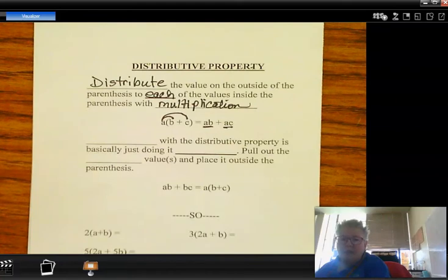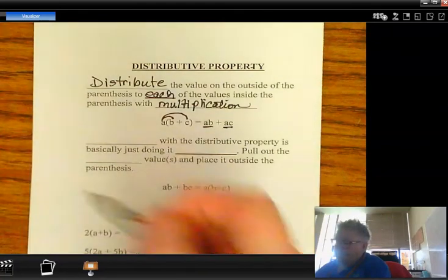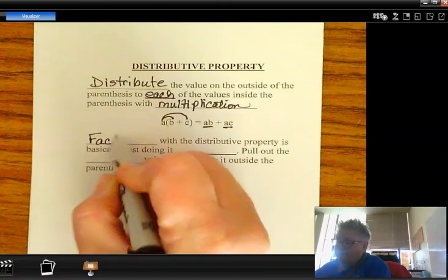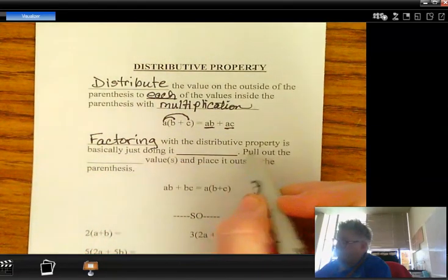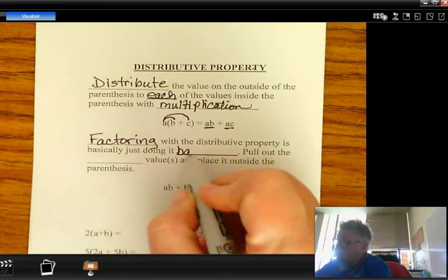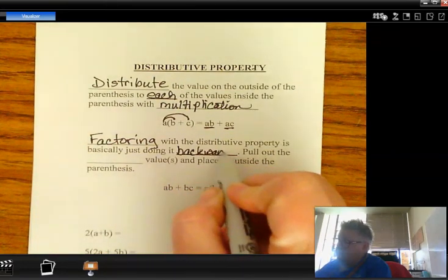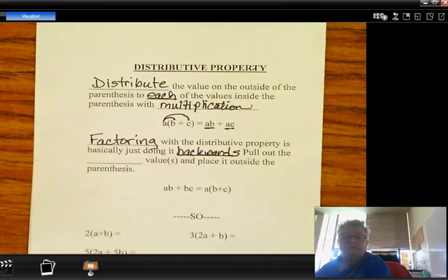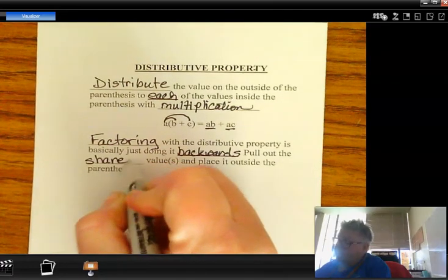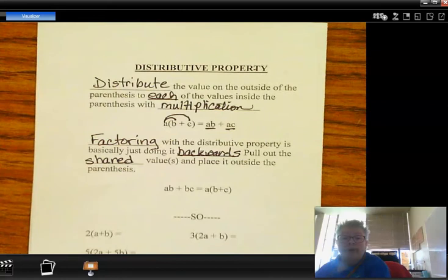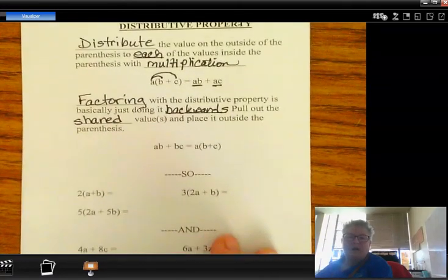Now remember, the distributive property can also go backwards, and it's called factoring. So factoring with the distributive property is basically just doing it backwards. So what you're going to do is pull out the shared values and then place it outside the parentheses. Now, there's a typo on this, so bear with me.